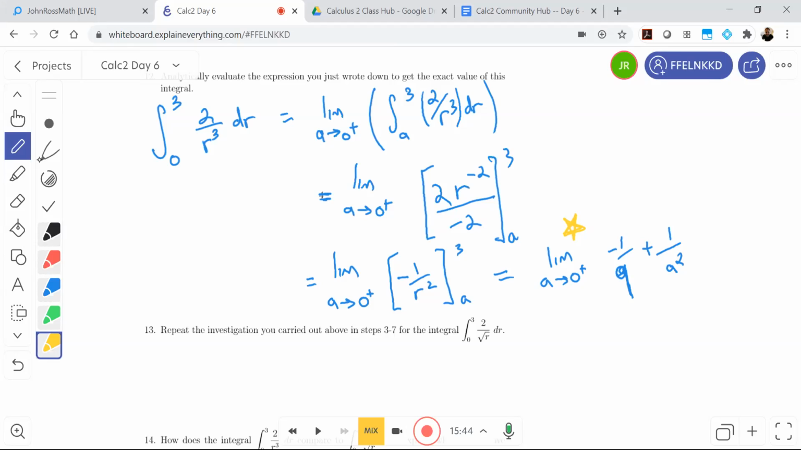So that a squared is itself going to 0. That means that this denominator is getting super, super, super small, which means that the overall fraction is getting super, super, super big, right? 1 divided by a teeny tiny number is a huge number. So as a goes to 0 from the right, this piece right here as a whole is getting really big.